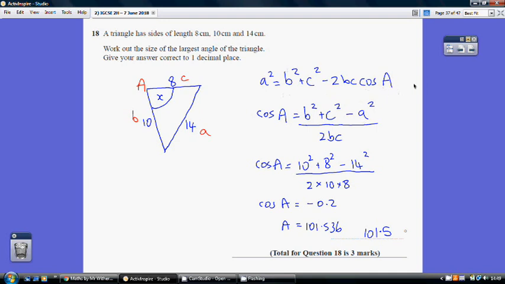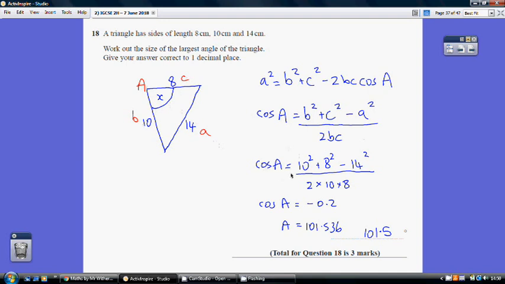So rearranging this, subtract a squared from both sides, add 2bc cos A to both sides, then divide through by 2bc, you get cos A equaling b squared plus c squared minus a squared all over 2bc. So the only thing we have to be careful about with our diagram is just our lettering, because capital A is going to be our angle, then the opposite side, the 14, has to be our lowercase a. Doesn't matter which way around our b and c go.